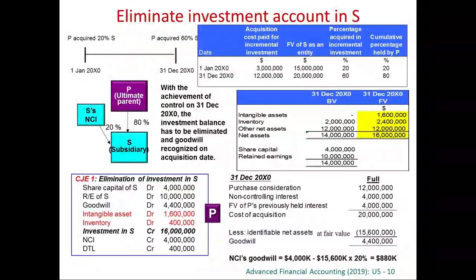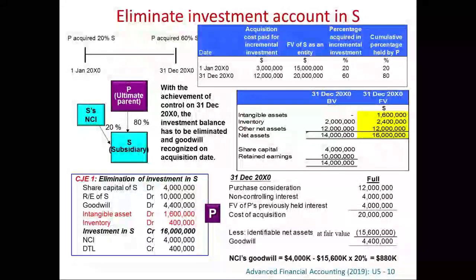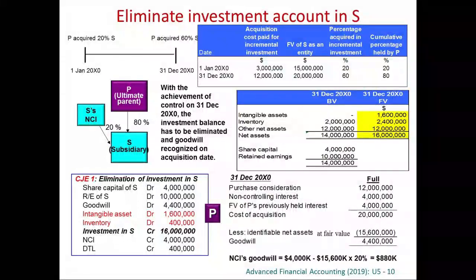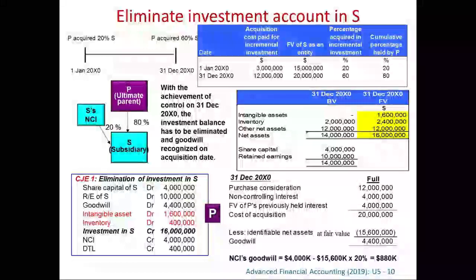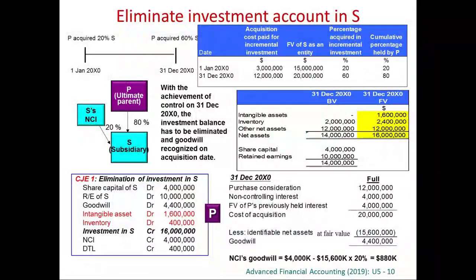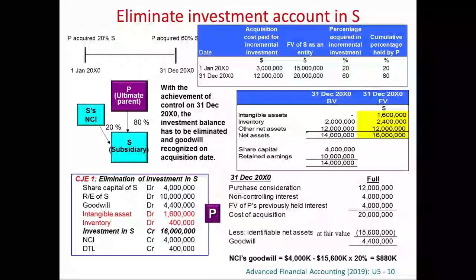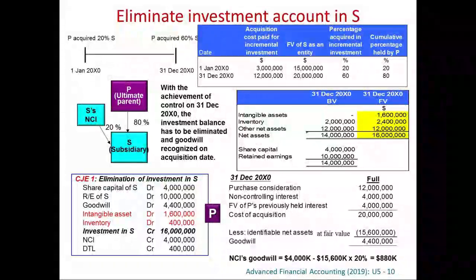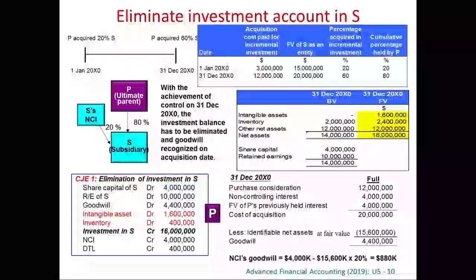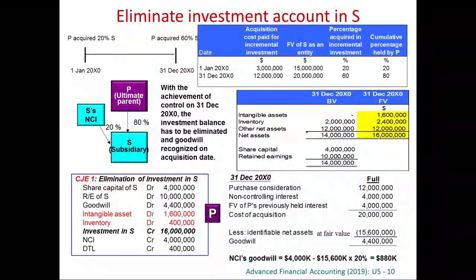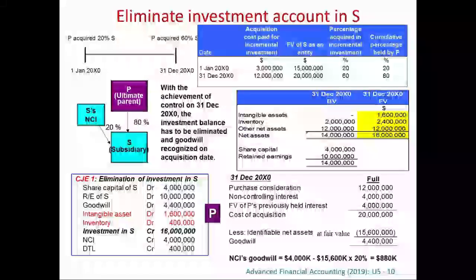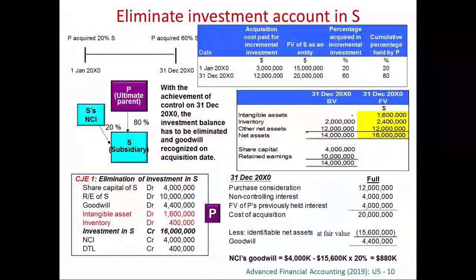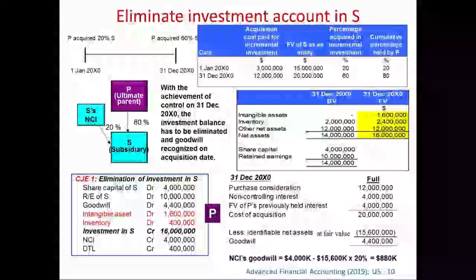So anyway, there has been two items which have got a fair value adjustment. The first item is the intangibles. Intangibles, now we have got 1.6 million at fair value. So that's why in the journal entry, you find that we debit intangible assets, 1.6 million. This is for the fair value adjustment. And then the inventory has got a fair value increment of 400,000. So we debit inventory 400,000. In total, the fair value adjustments is a debit 2 million.